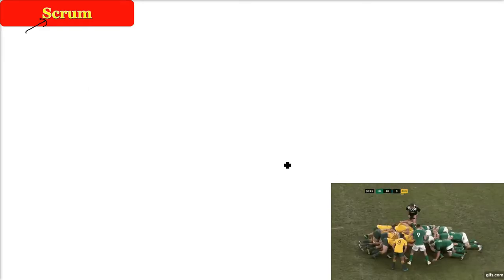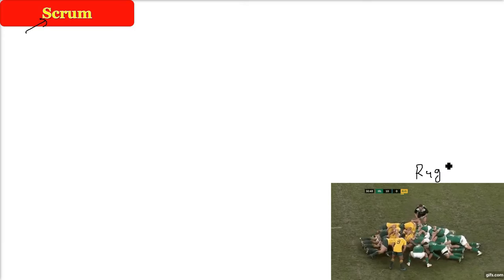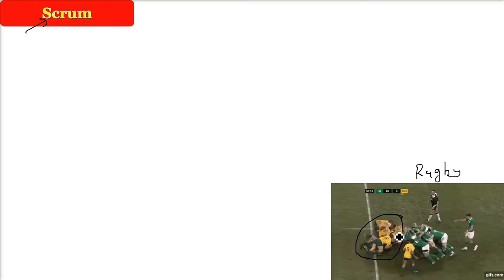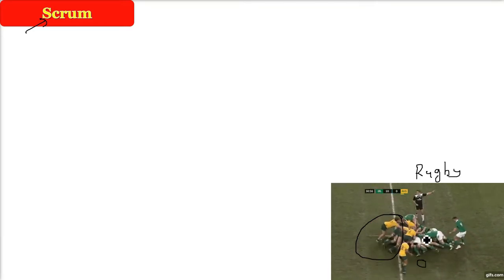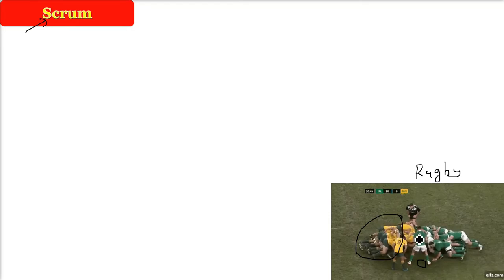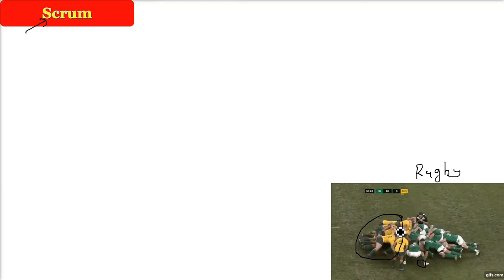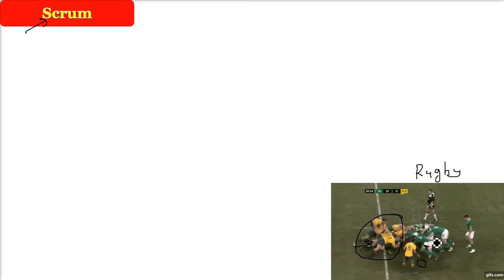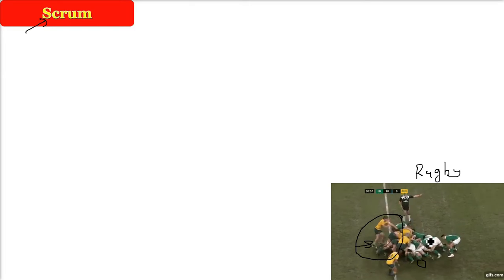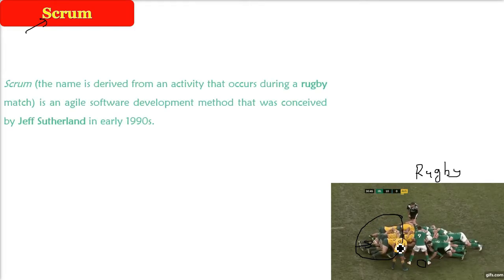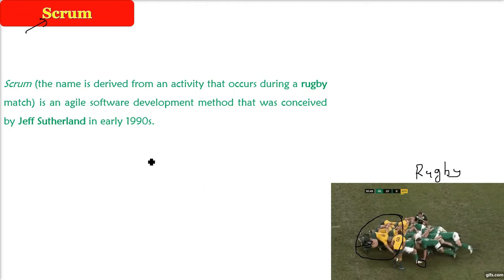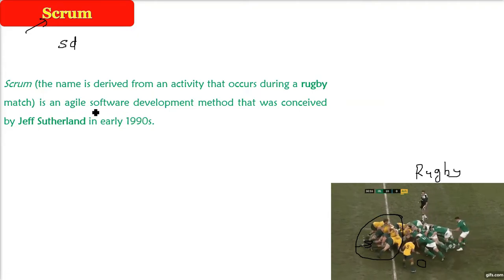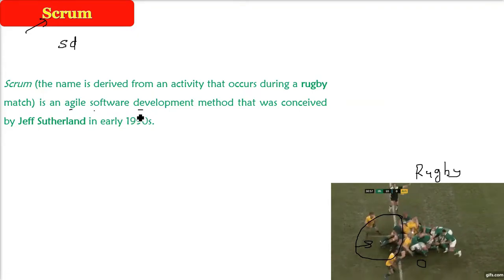Scrum has come from a game called rugby, where two teams are fighting. Actually, each team is fighting for a single goal objective. There is a ball, and one of them does the sprint, and finally they do the touchdown. So it's all about working as a team together and trying to get the result. The name Scrum is derived from an activity you see here during a rugby match. This is a software development process, and it is under Agile software development.